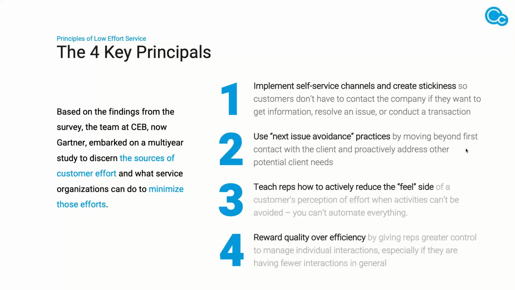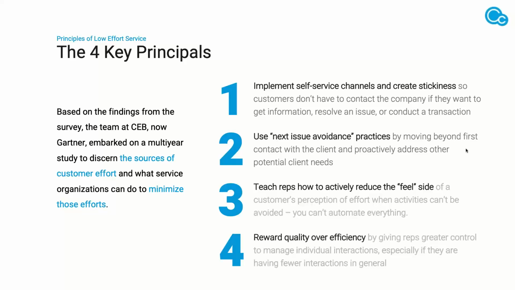So the next issue avoidance concept, and we'll spend more time on this momentarily, is all about identifying, okay, this is why we're interacting now, but what may come up next? It may not be an issue, it may just be an activity. But what can I do as a rep or as a customer-facing employee to help avoid the need for that personal contact, or how can I make that contact as simple or streamlined as possible?